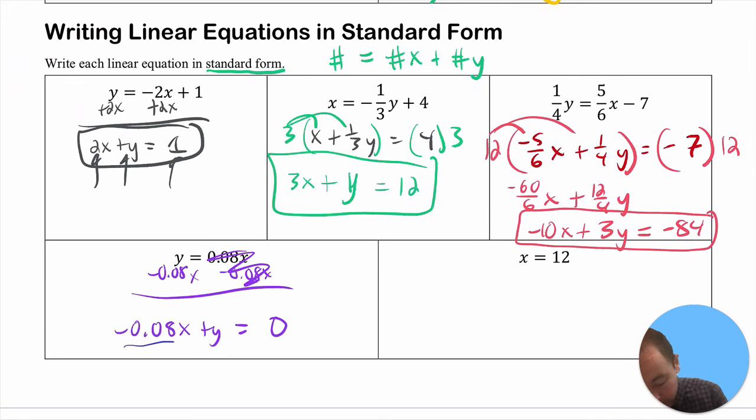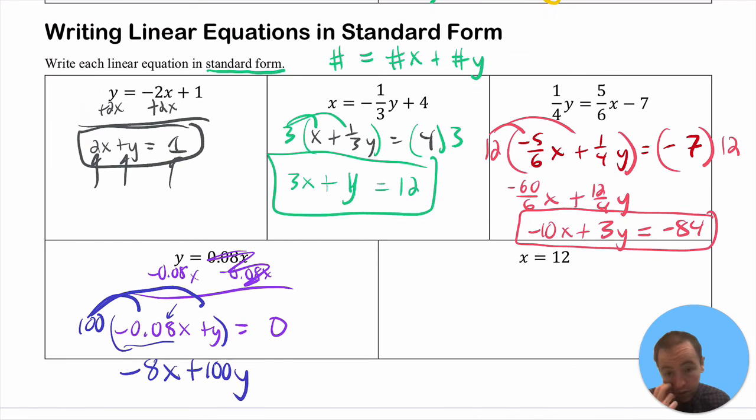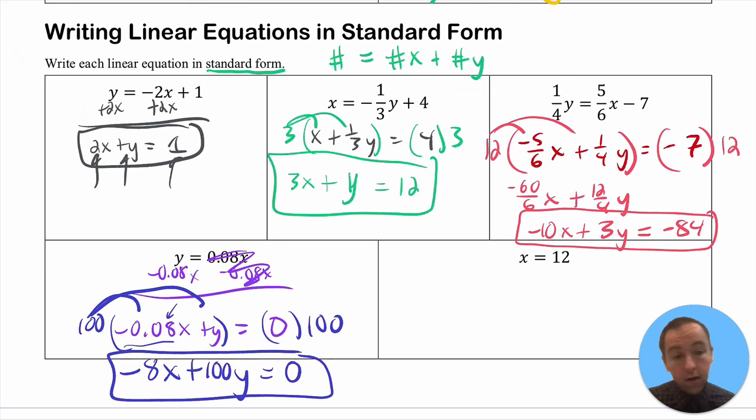So really what you can think here is if this goes out to the hundredths place, then if you just multiply this side by 100, then 100 times negative 0.08 actually just turns into negative 8x. But then you have to multiply the other term by 100, so you get 100y. And then if you multiply the other side by 100 to keep this balanced, 0 times 100 is 0. So that would be your equation there in standard form.